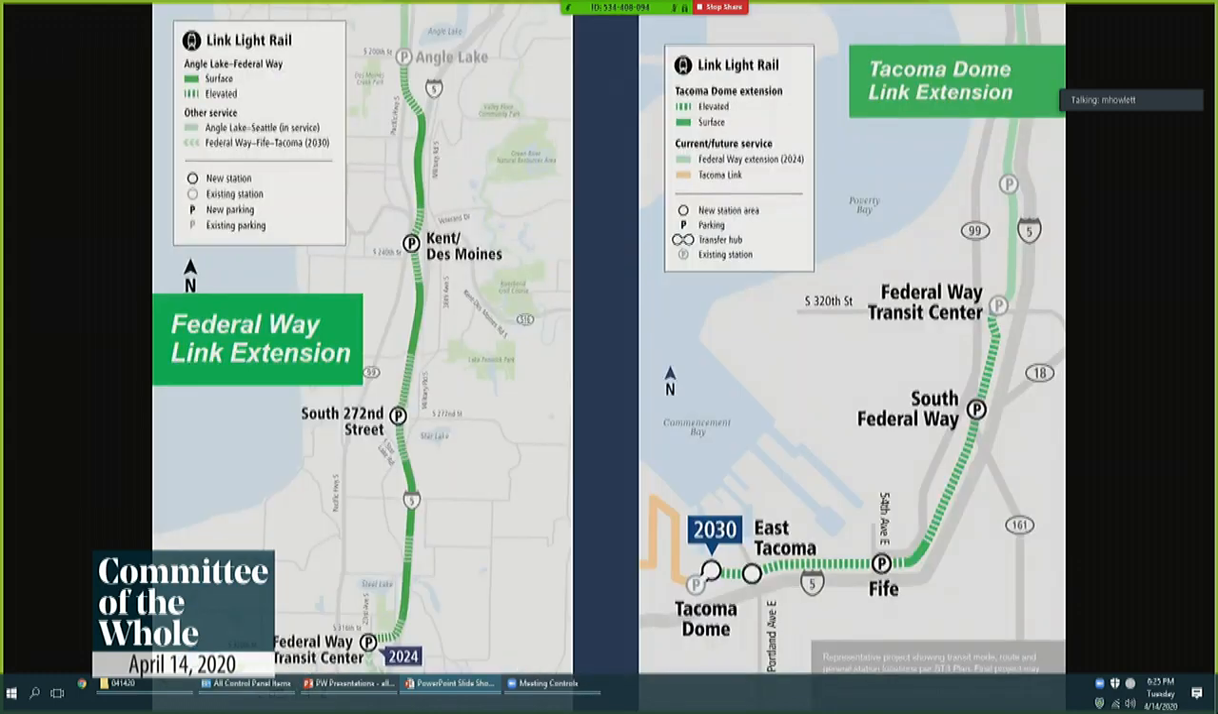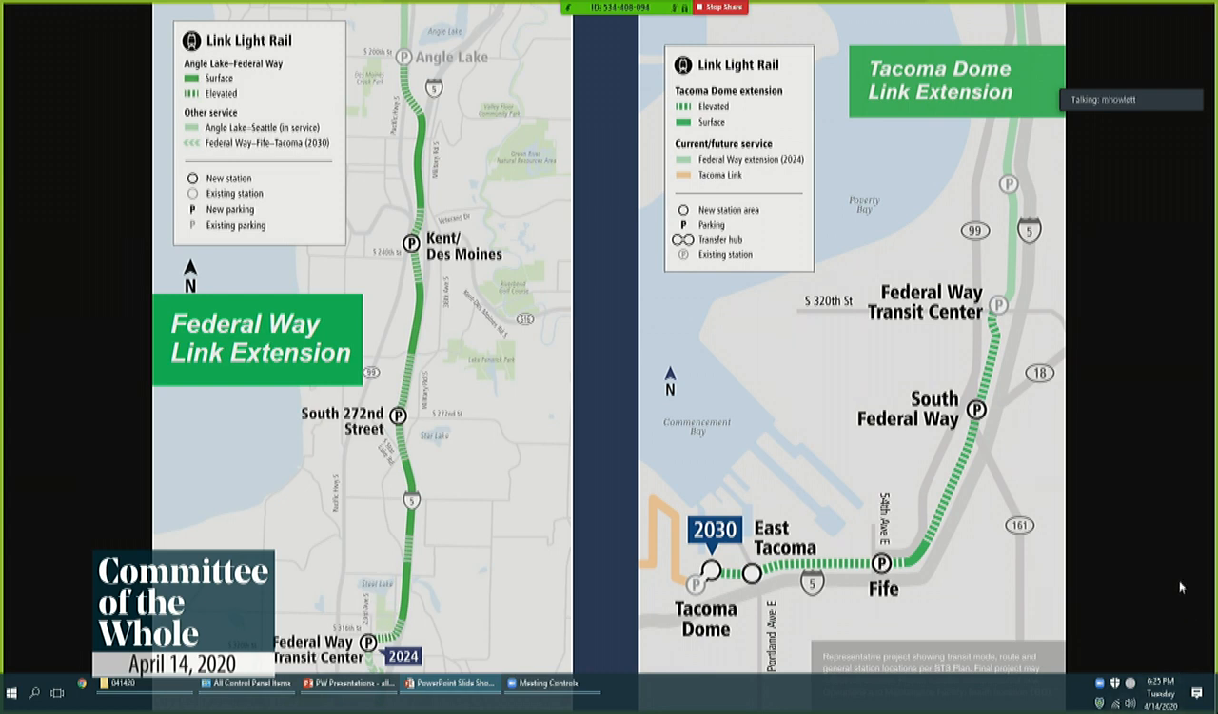So next slide, please. Now, Kelly Peterson came to you last Tuesday night at Council Workshop and gave you an overview and an update on the Federal Way Link extension, which is the left map you see there. And just a quick overview, starting at Angle Lake and moving southward, the Federal Way Link extension will add about 7.8 miles of new rail line, and it's scheduled to be completed in 2024.